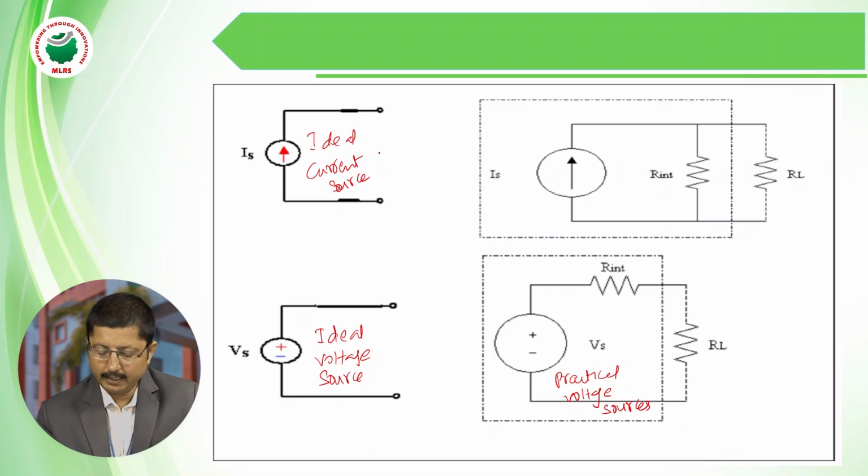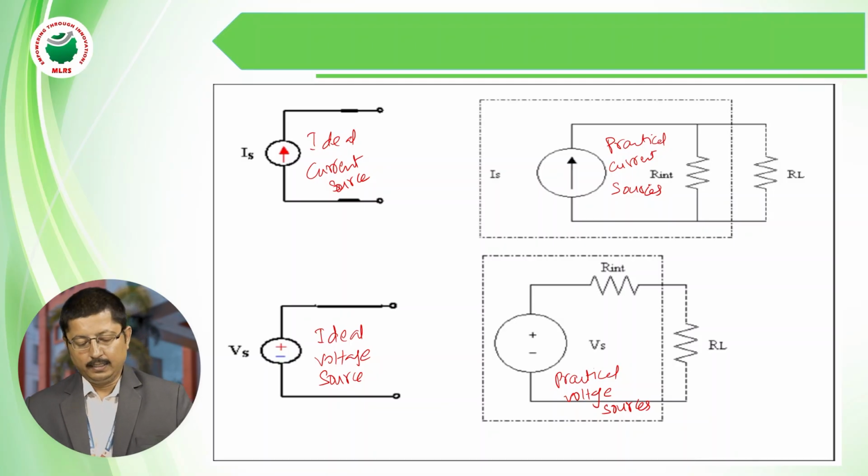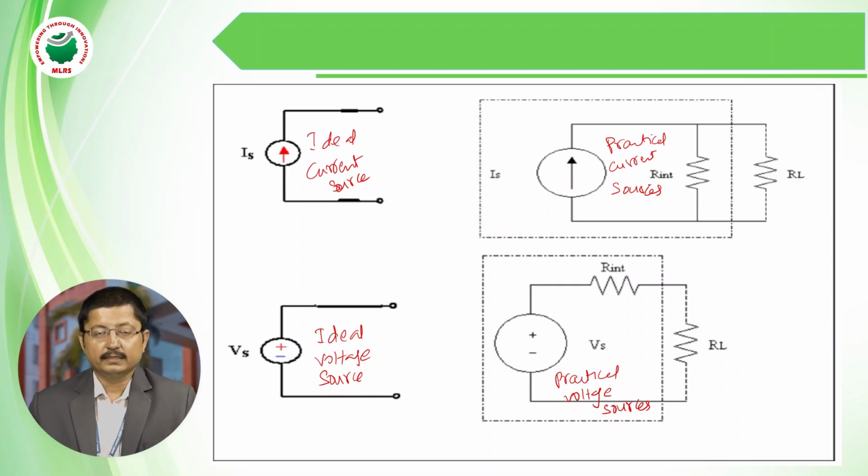And this is the practical current source. So how can we distinguish these ideal sources versus practical sources? Based on their IV characteristics, we can classify the ideal and practical characteristics. So let us discuss the ideal voltage source first, and after that we will see the ideal current source.